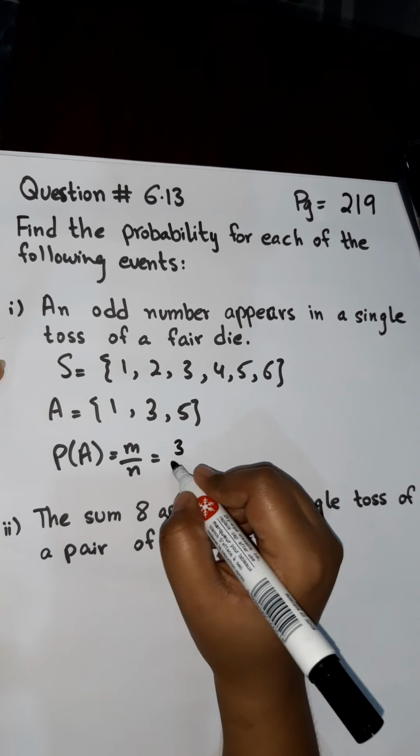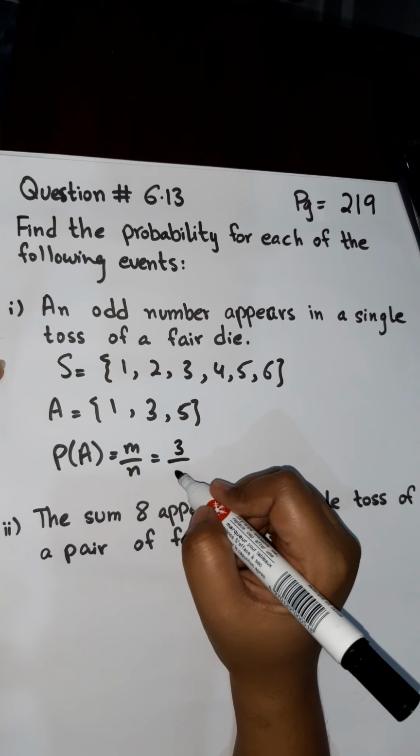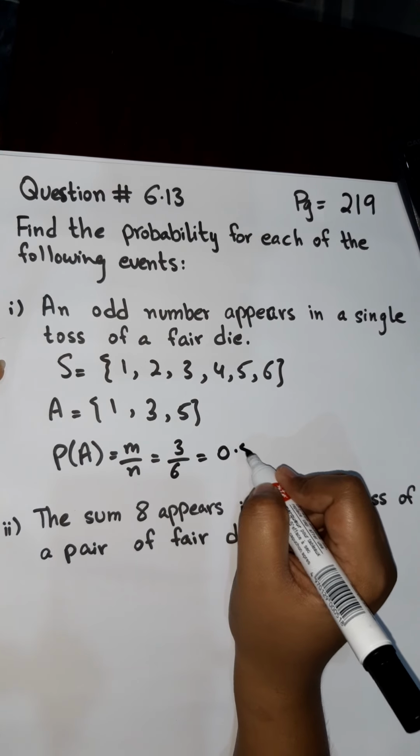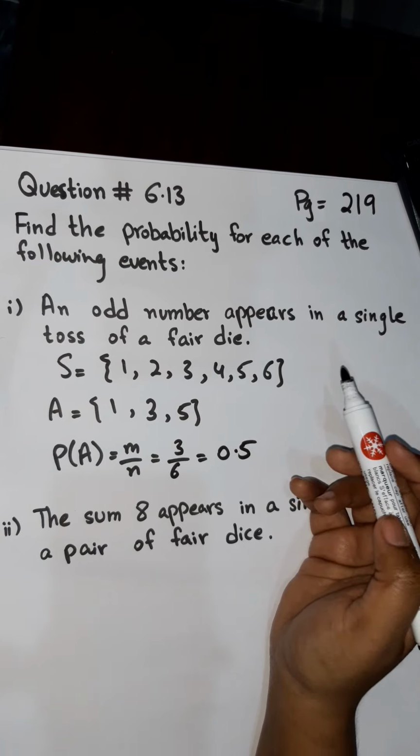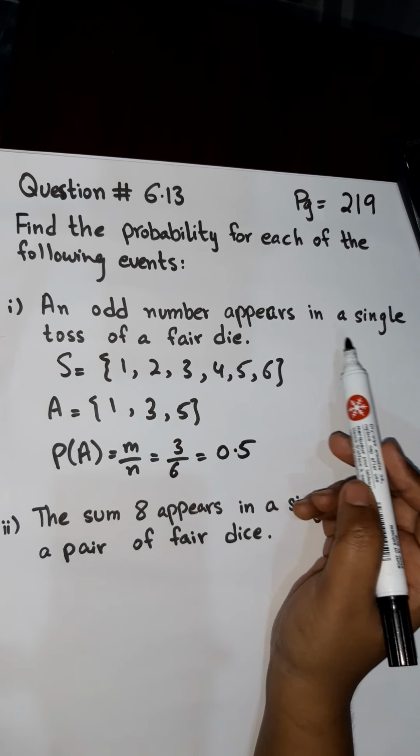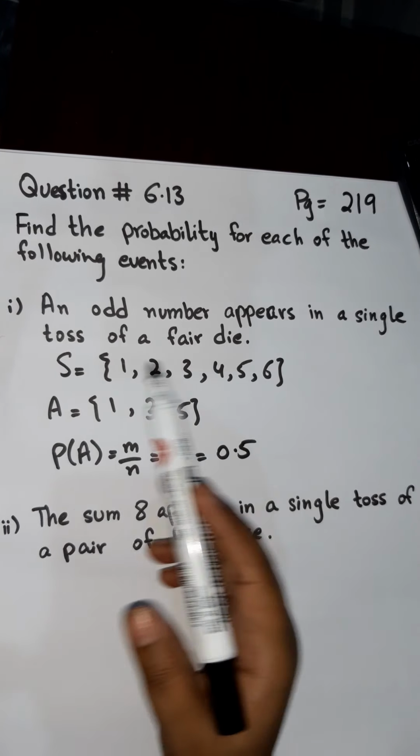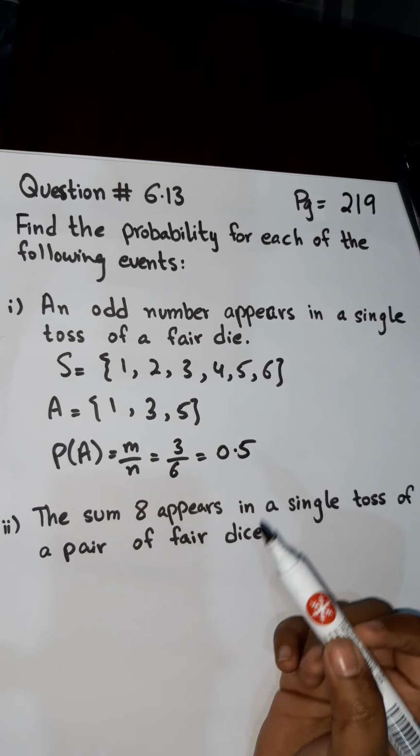So 3 divided by 6. So again 0.5 is the probability that an odd number appears in a single toss of a fair die.